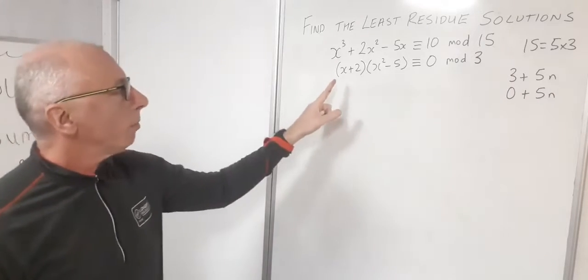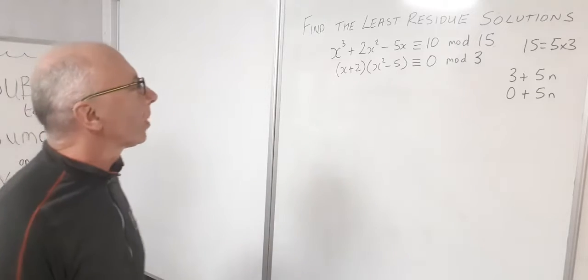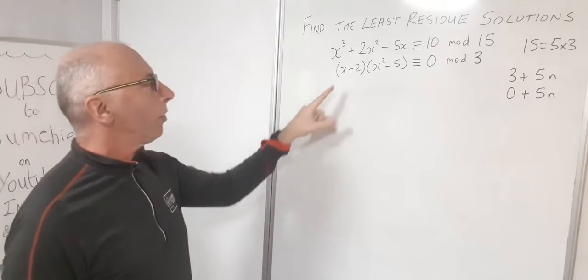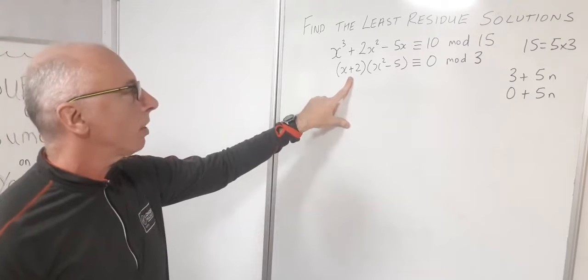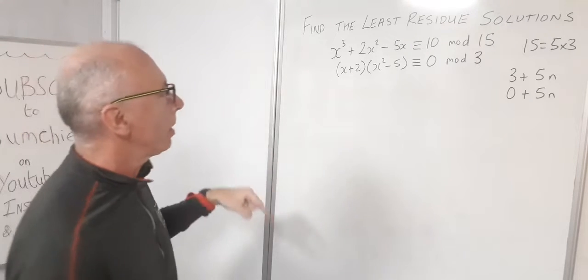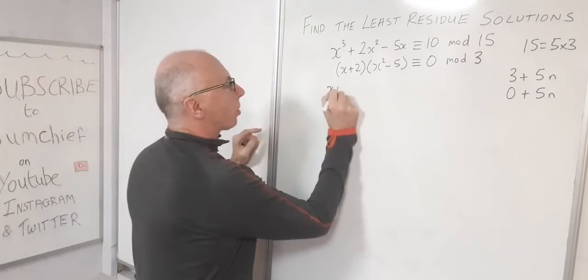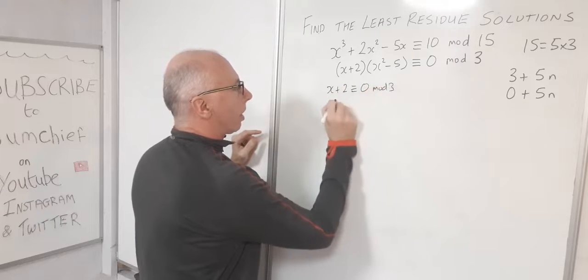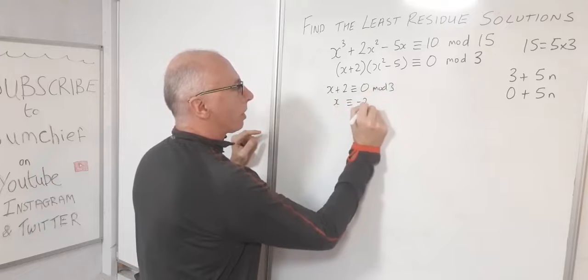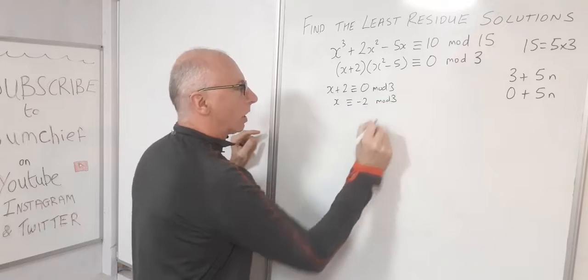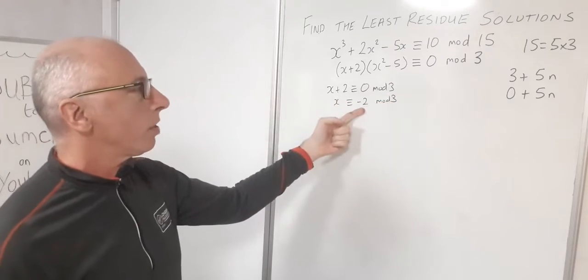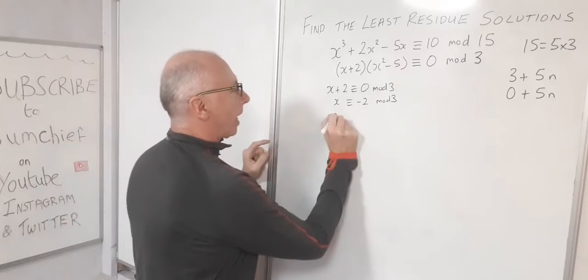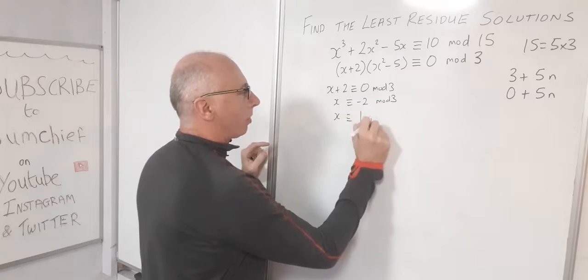Okay, so I've set it all up as in modulus 3. So as we did before, let's pick on this x plus 2 first. That's a good place to start, nice easy one. So x plus 2 is congruent with 0 mod 3. So that gives us x is congruent with minus 2 mod 3. So just add on 3 to get a positive whole number. We get x is congruent with 1 mod 3.